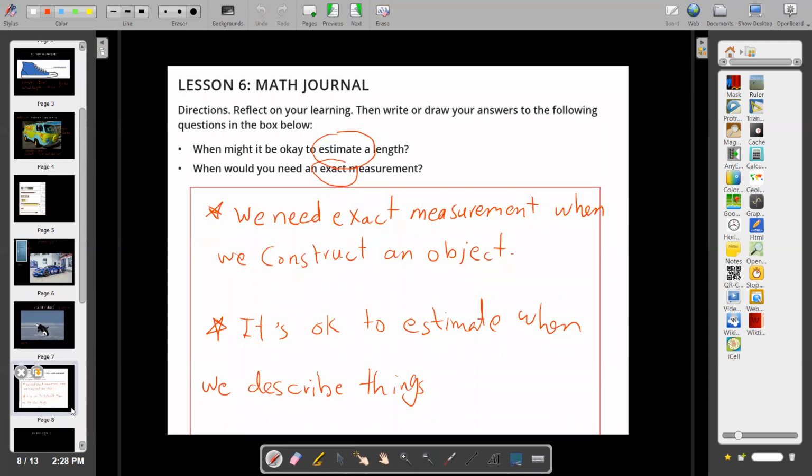Now the question: when might it be okay to estimate a length and when do you need an exact measurement? Again, when might it be okay to estimate length?